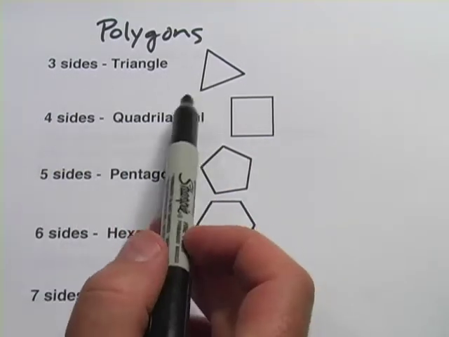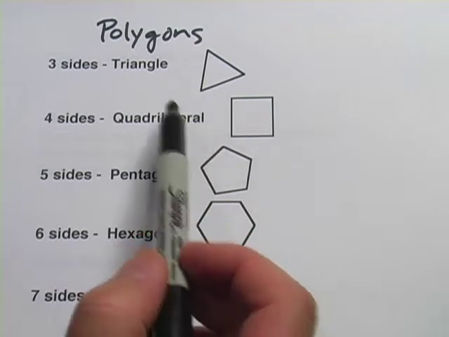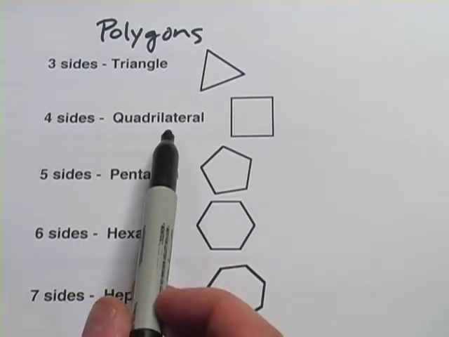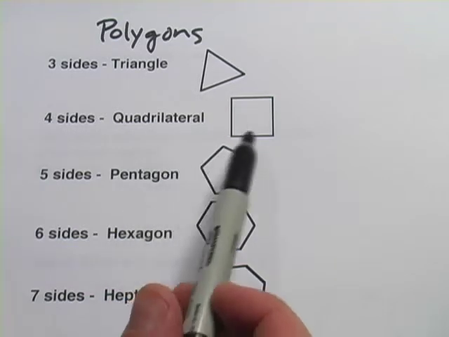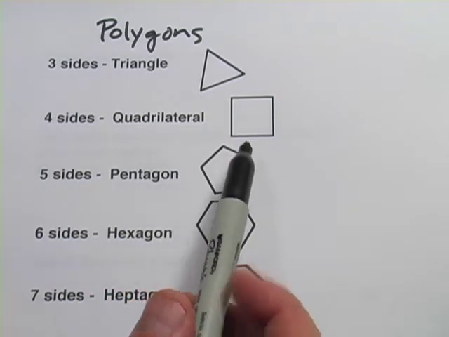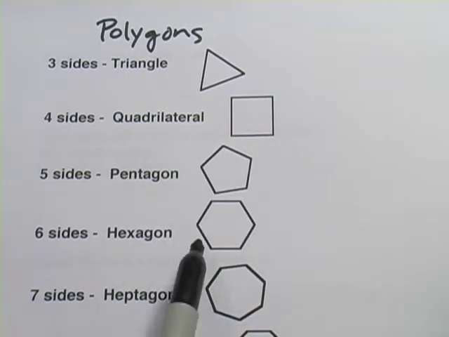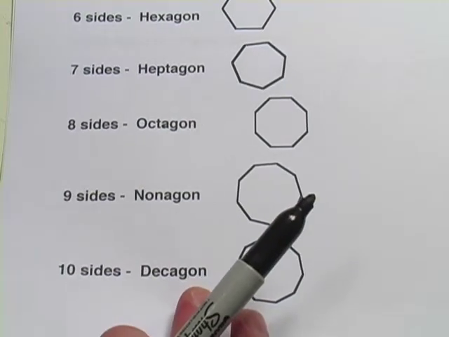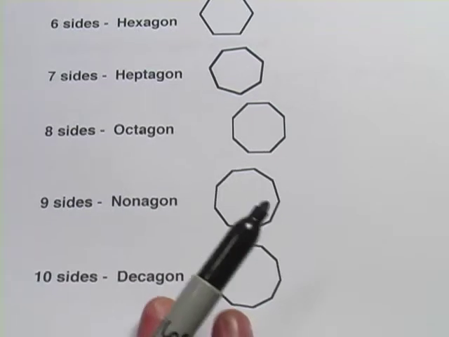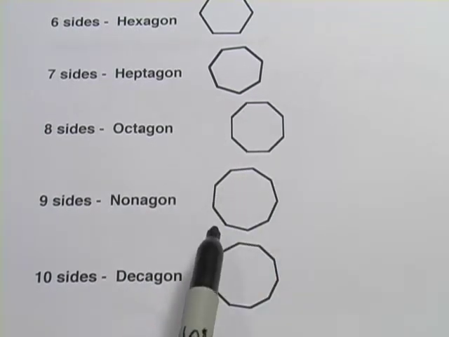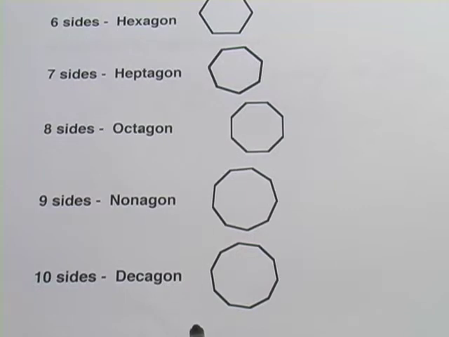The triangle, of course, you're familiar with. That's a 3-sided or 3-pointed shape. Then there's the quadrilateral, things like squares and rectangles. That's a 4-sided shape. There's the pentagon, that's got 5 sides. The hexagon with 6. The heptagon with 7. The octagon with 8 sides. The nonagon with 9, and the decagon with 10.